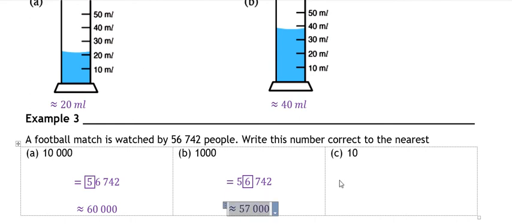Okay, and then last but not least, here part C, you can see here the same thing you're going to do is write down the number back. And where's the target here? So this is the nearest 10, so the digit they're going to round off is 4, so that's my target.